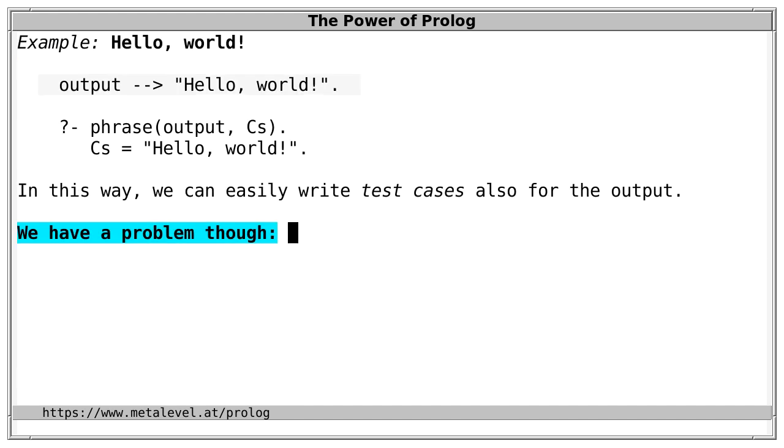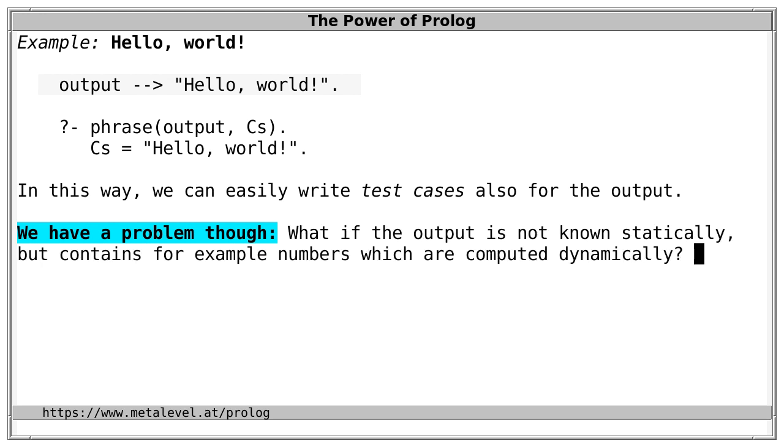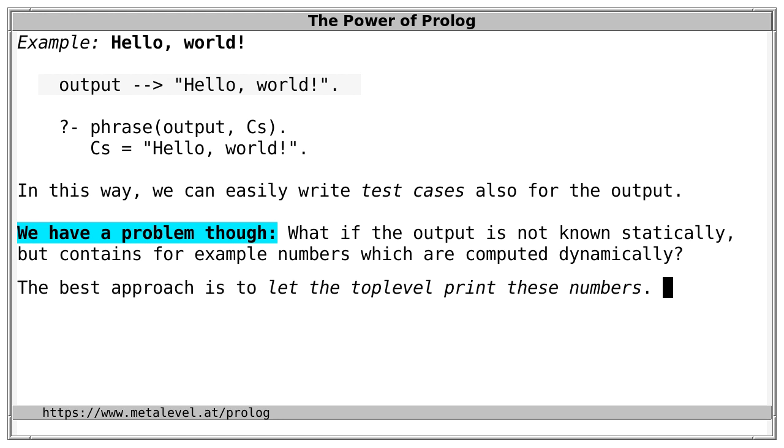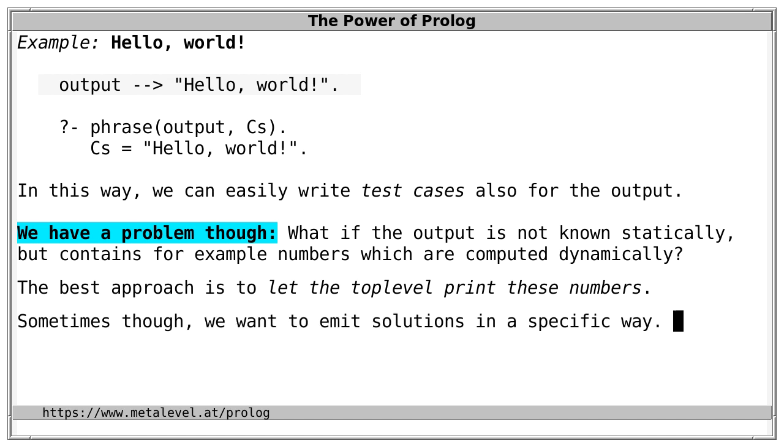So that's good. However, we have a problem, because what if the output is not fully known statically, but contains, for example, numbers or other Prolog terms which are computed dynamically and still ought to be part of the output? And to repeat, the best approach is, of course, to simply let the top level print these numbers. Because if we define, for example, a predicate solution, then the top level automatically prints the solution, which can be a number, as in this hypothetical example. But sometimes we want to emit solutions in a specific way, in a way that's different from how the top level prints it.